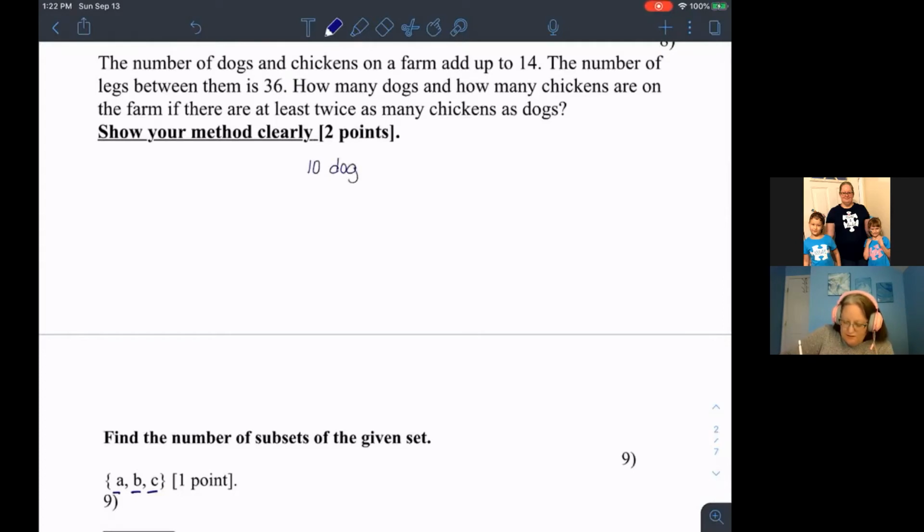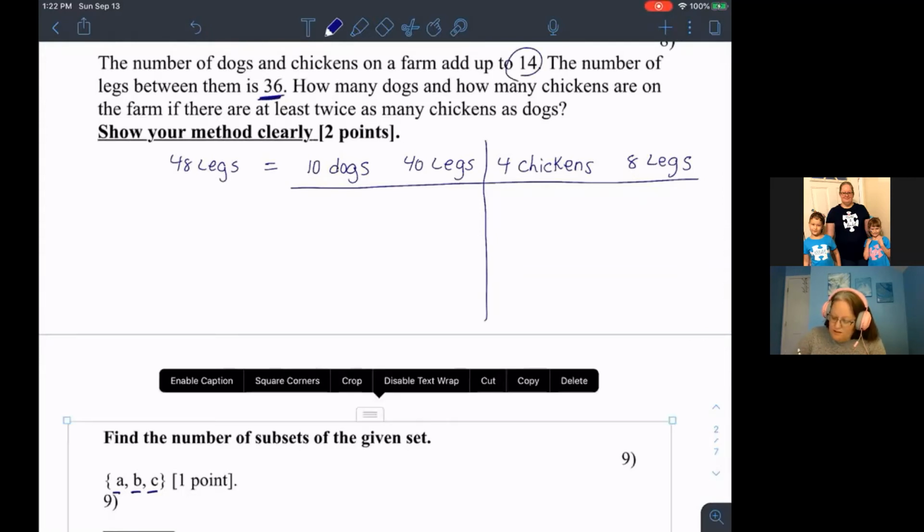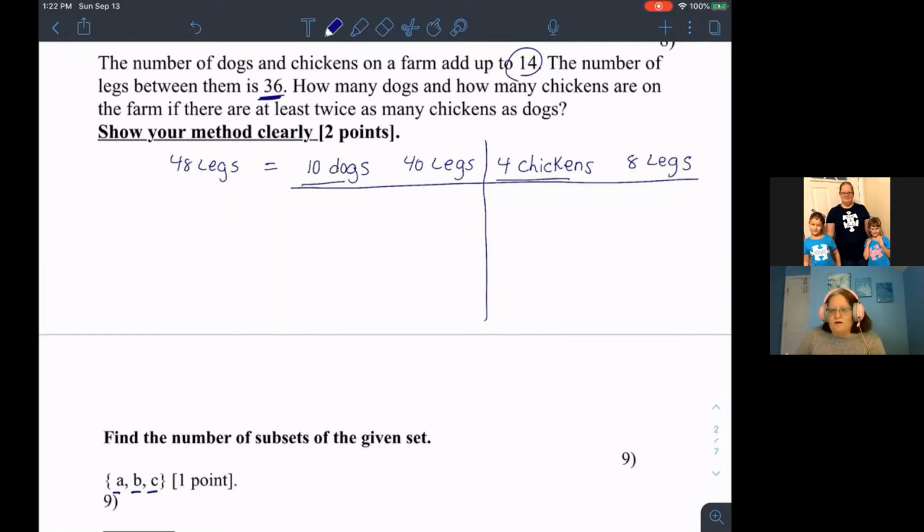The 10 dogs would have 40 legs, and 4 chickens have 8 legs. And that would give you a total of 48 legs. And we're looking for a total of 36 legs and 14 animals. So I have 10 dogs and 4 chickens. That's the total amount of animals we need, but it's too many legs. So I kind of needed to go down and see, okay, if I go down, what happens?